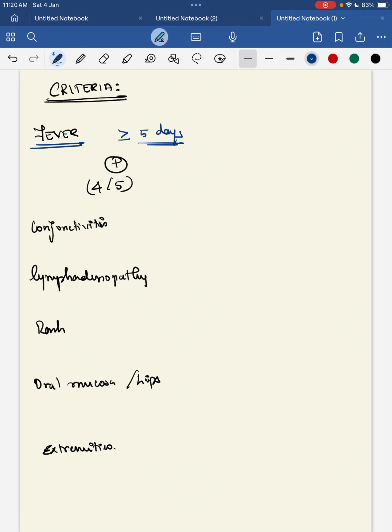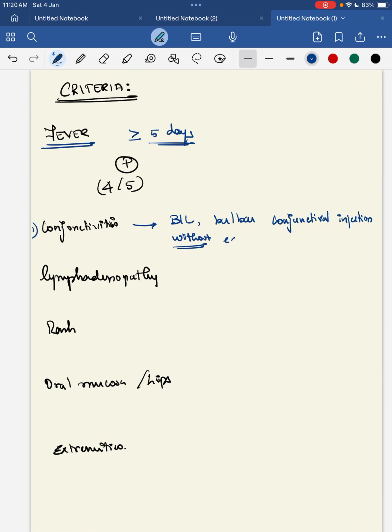The first one is conjunctivitis. The conjunctivitis is usually bilateral with bulbar conjunctival injection without exudate, so it is a non-exudative conjunctivitis. Next, the second point is lymphadenopathy. It is usually cervical lymphadenopathy, which is unilateral with a dimension of more than 1.5 centimeter.